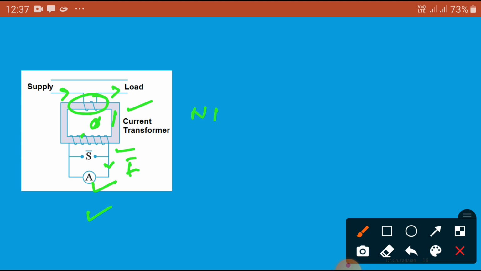What is the current here? I1. And here number of turns is equal to N2. And what is the current? That is equal to I2. So this is the MMF of primary, MMF of secondary.